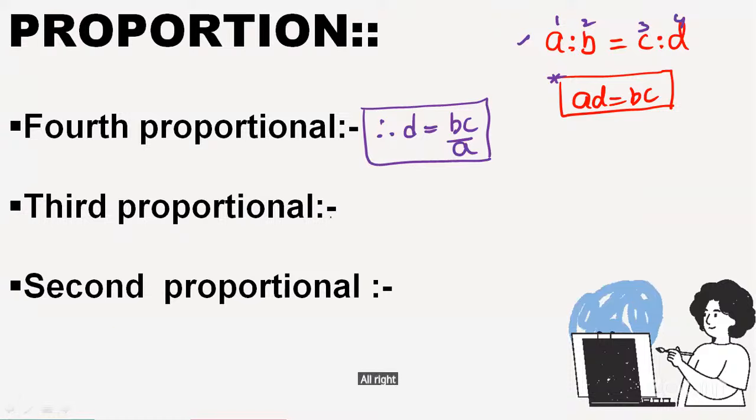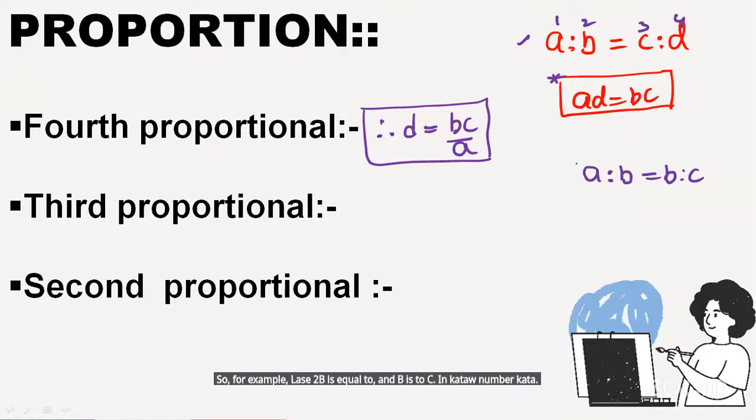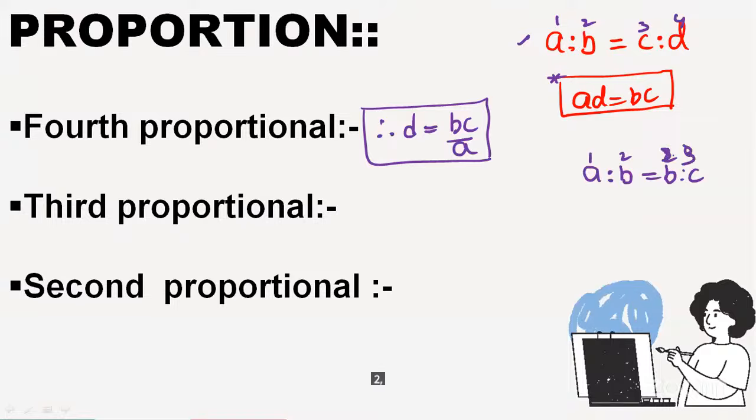Coming to the next one, third proportion. For example, A is to B is equal to B is to C. We don't need D here. Third proportion: look like 2, 3. Third proportion means we have to find out the C value.